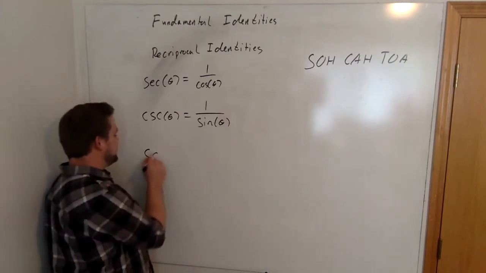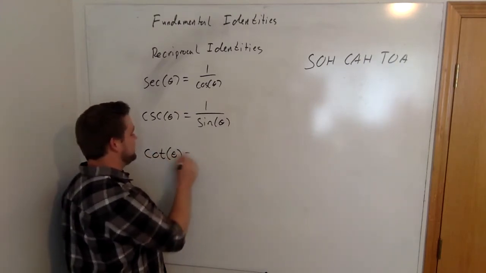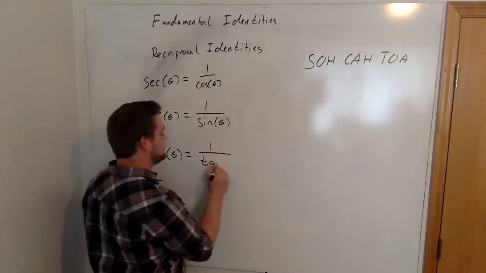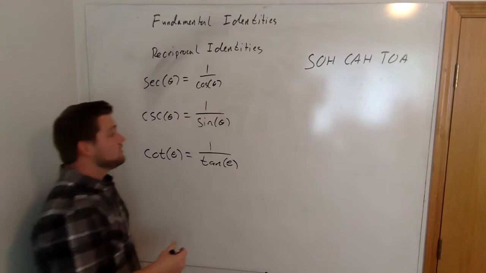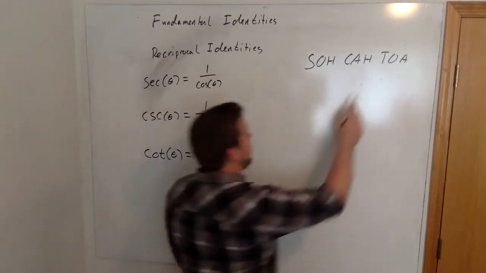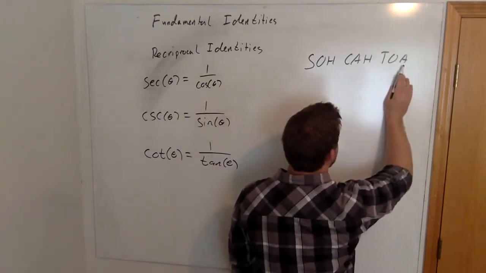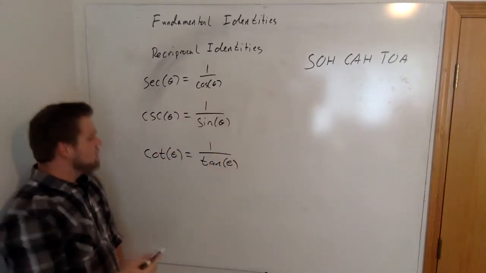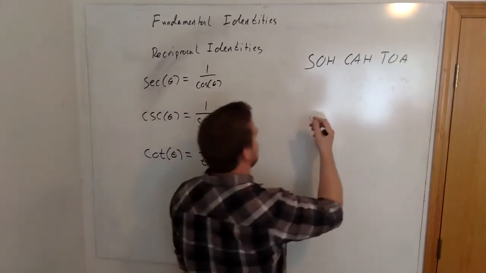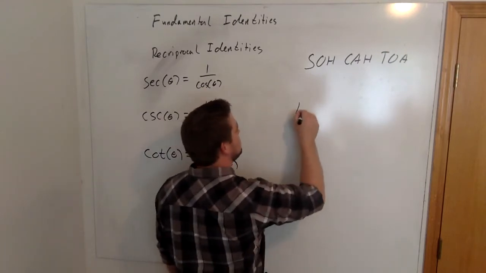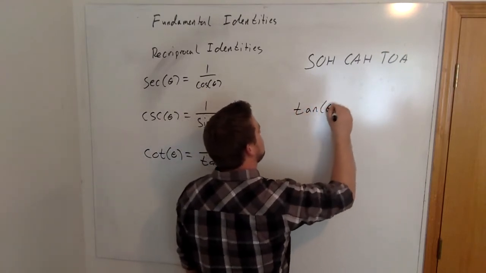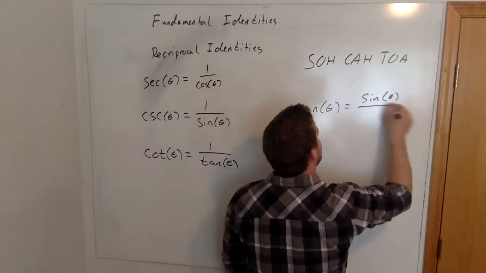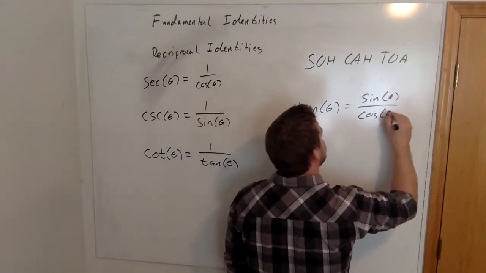Similarly, cotangent of theta is equal to 1 over the tangent of theta. So tangent is opposite over adjacent, so cotangent is adjacent over opposite. We're already really familiar with these. Okay, there's another two, which hopefully we're familiar with. Specifically, tangent of theta is equivalent to sine of theta over cosine of theta.